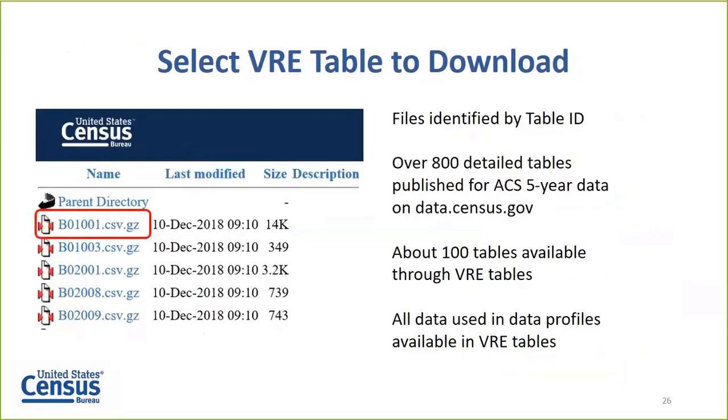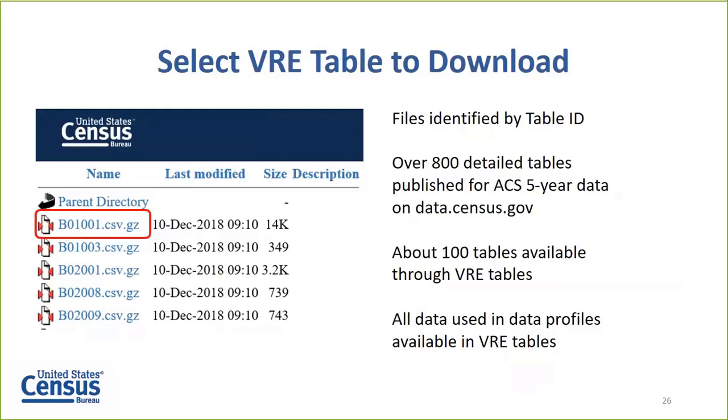Once you choose a geographic summary level, you will see a list of files to download. The names of the files are the table ID followed by .csv.gz. And the table ID is the same table ID listed in the detailed tables on data.census.gov. So for example, circled in red, we have the first table, B01001.csv.gz, and this is the same sex by age table that we saw in the previous examples.